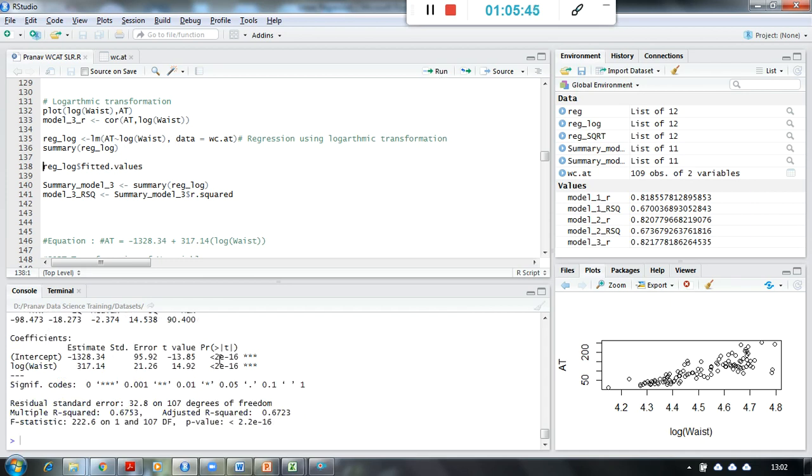In the summary, as I said, we have to check the p value. Yes, so beta naught and beta 1, we can use these, and this is the r square value we have got.